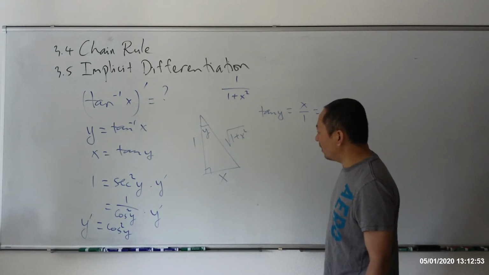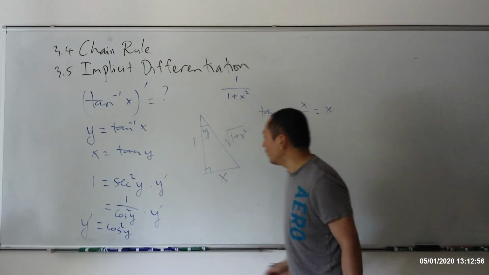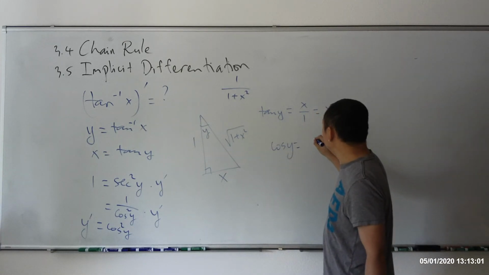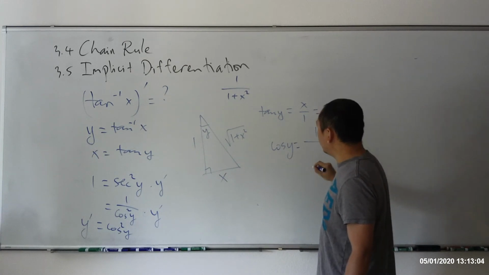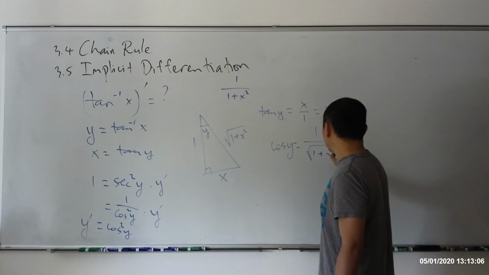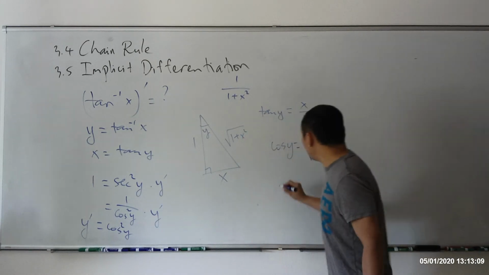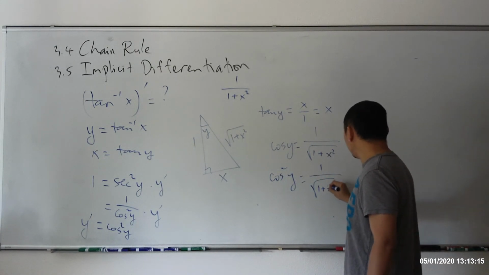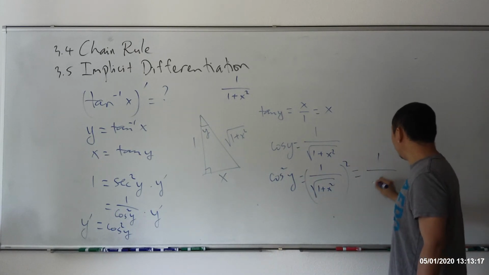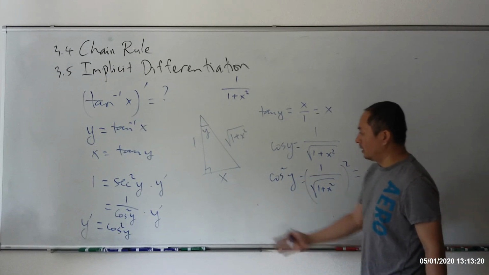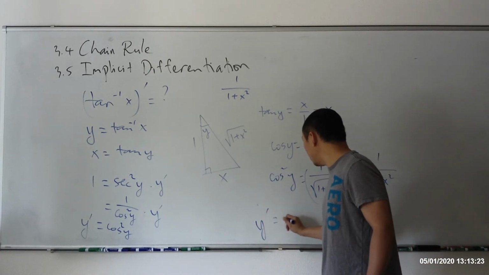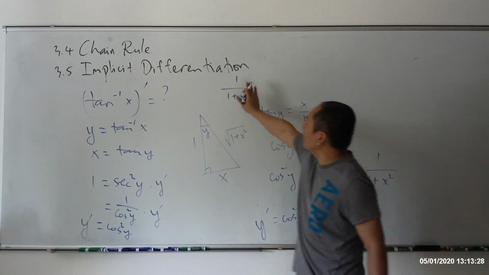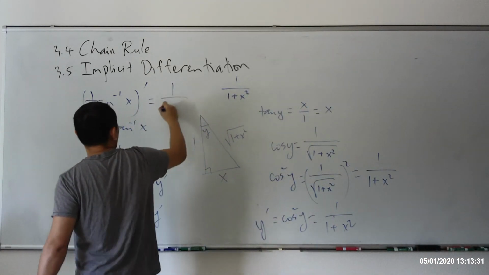Now I want to calculate cosine of y, because the formula involves cosine. Cosine of y is adjacent over hypotenuse, so cosine of y is 1 over the square root of 1 plus x squared. So cosine squared of y: square up the whole thing, the square root of 1 plus x squared, everything squared, which is 1 over 1 plus x squared. And this is y prime. So y prime is equal to cosine squared of y, which is 1 over 1 plus x squared. And that's how you get the formula for the derivative of tangent inverse: 1 over 1 plus x squared.